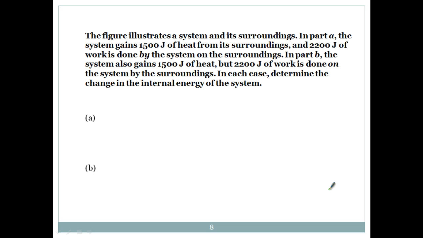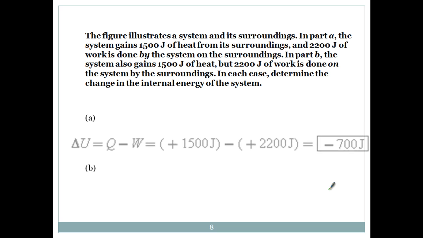Now, I'll show you why it's important to keep those signs. So those last two figures illustrate a system and its surroundings. In part A, the system gains 1,500 joules of heat from its surroundings, and 2,200 joules of work is done by the system on the surroundings. In part B, we're still gaining the same amount of heat, but this time the work is done on the system. So in each case, we want to find the change in internal energy. It's pretty easy to find, just got to remember those positives and negatives.